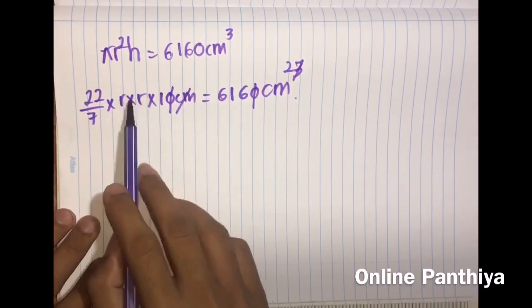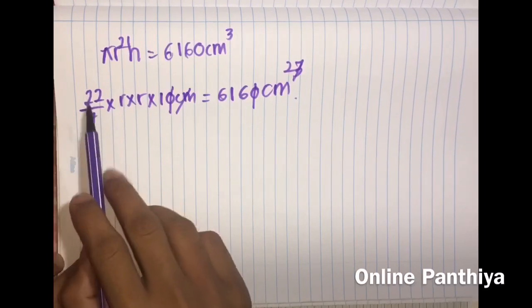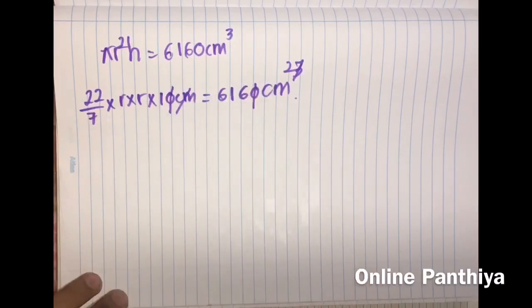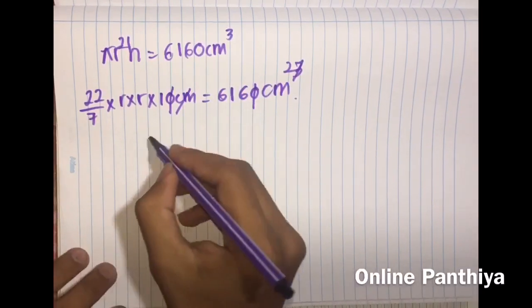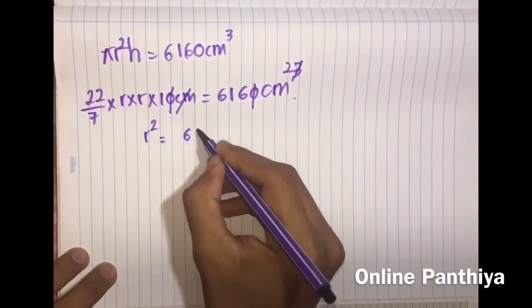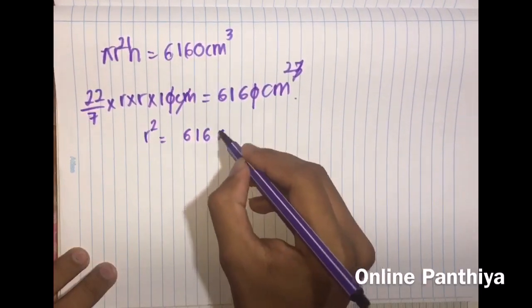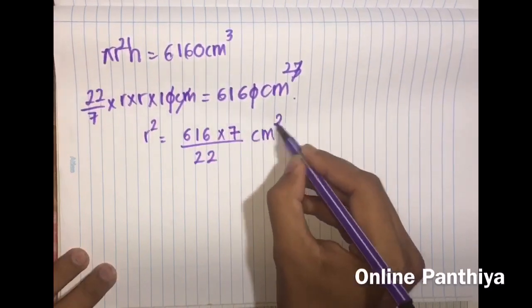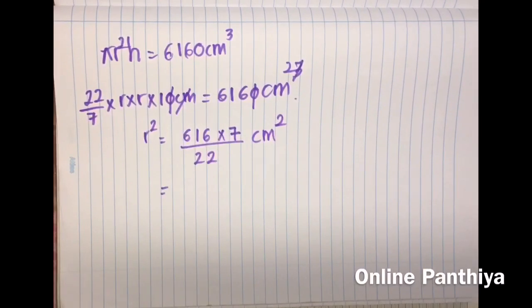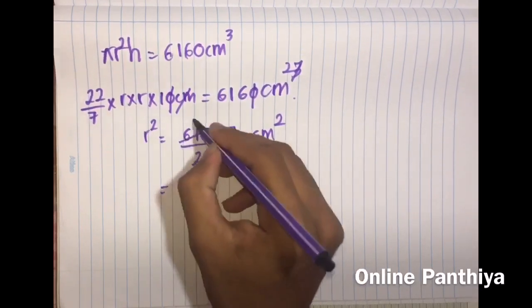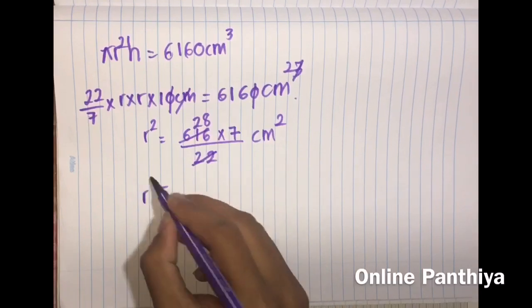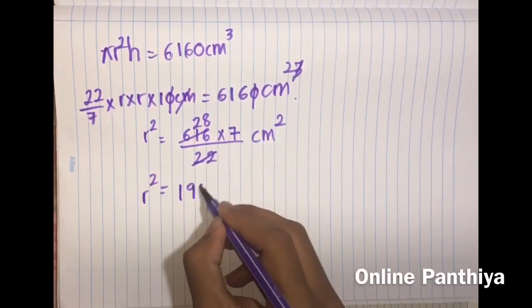So when you make r squared the subject, you should send these two digits to the other side. We simply call it sending. So if it is divided by 7, sending it to the other side will make it multiplied. Therefore r squared is equal to 616 into 7 divided by 22 centimeter squared. So 616 divided by 22. How many 22s are there? You have altogether 28 22s there. So that is going to give you r squared equals 196 centimeter squared.